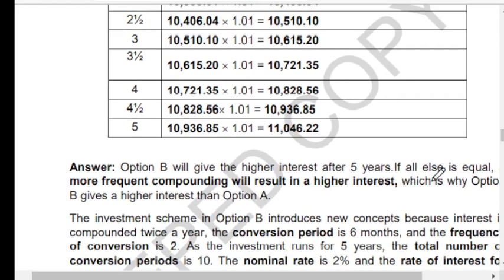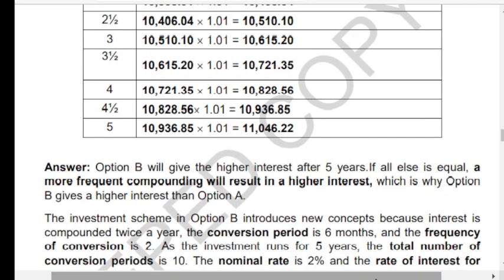If all else is equal, more frequent compounding will result in a higher interest, which is why option B gives higher interest than option A. So the investment scheme in option B introduces new concepts because interest is compounded twice a year. So the conversion period is 6 months, and the frequency of conversion is 2. As the investment runs for 5 years, the total number of conversion periods is 10.